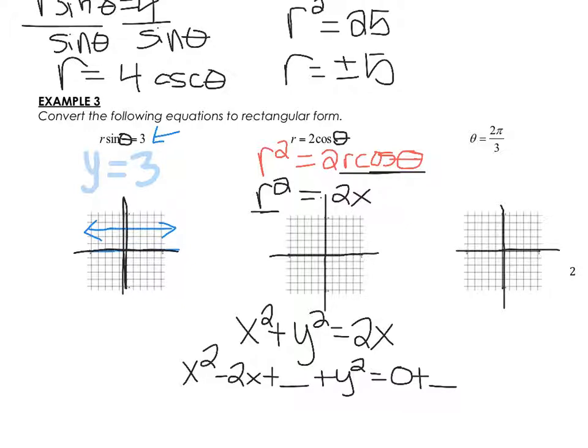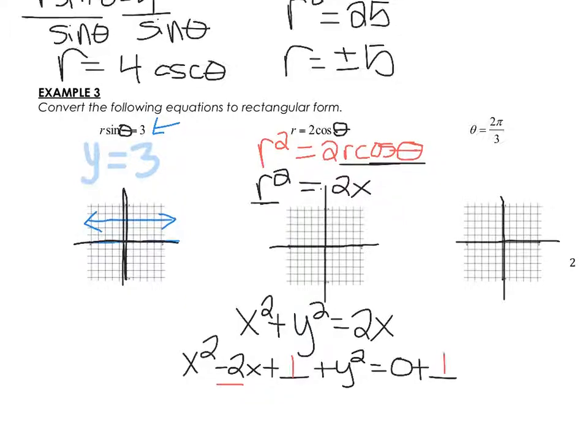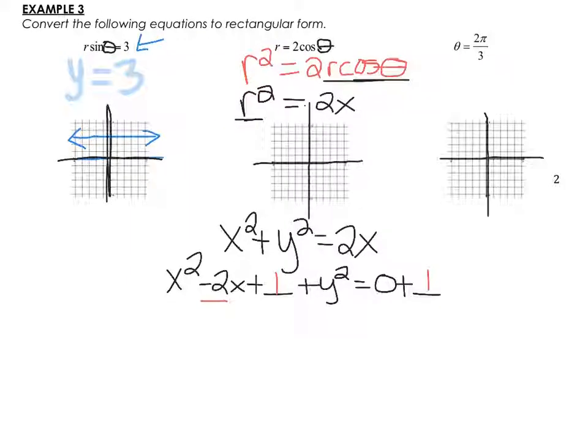And this you can remember from pre-cal. To fill in the blank, you half this term, then square it. So half of that is -1, but -1 squared is 1. And whatever I add to one side, I have to keep the equation balanced by putting that on the other side as well. Let me just scooch this right up so I've got room.